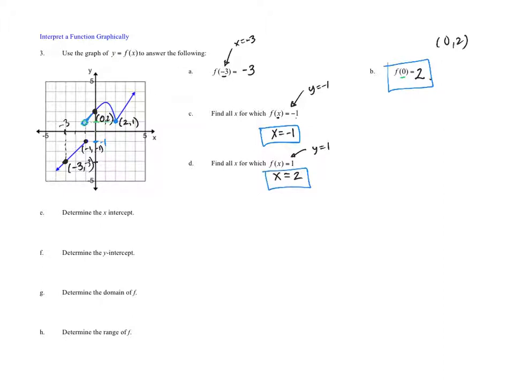Determine the x-intercept. That is, when does the graph cross the x-axis? And it never does. So there is none. Determine the y-intercept. That point we actually found right here, and that is at (0, 2). And I could write that in function notation if I wanted to. f(0), input 0, you get an output of 2. In Connect Math, you're just going to be asked for the ordered pair.